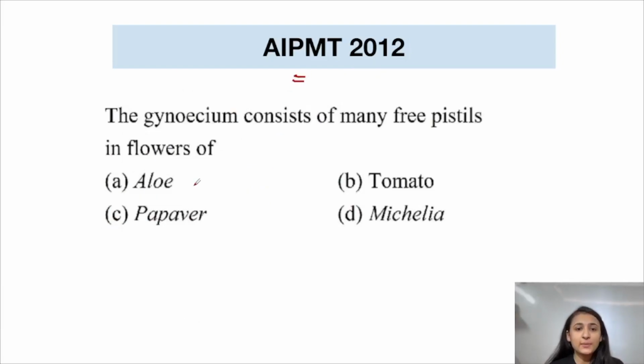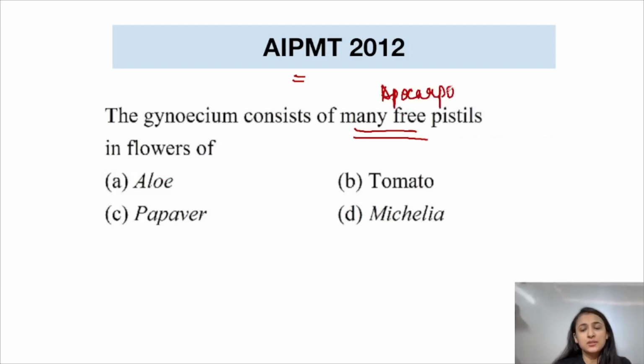Now this question is again from AIIMS 2012. The gynoecium consists of many free pistils in the flowers of? Now many free pistils are being talked about. That means the apocarpous condition is being talked about. What were the 3 conditions that we studied based upon whether the carpels are fused or free? Monocarpous, where a single carpel is present. Apocarpous, where multiple carpels are present but they are free, not fused with each other. And syncarpous condition, where the carpels are fused with each other and multiple carpels are present in a flower. So the example that we studied in the apocarpous condition was option number D, Michelia.